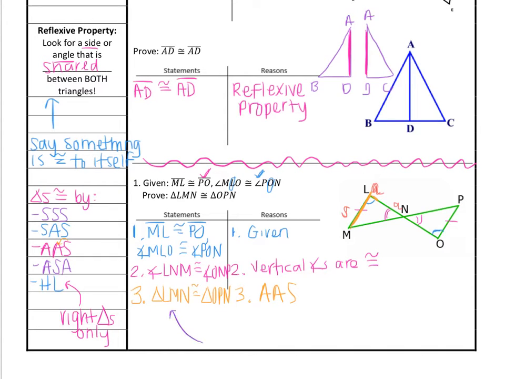Again, this last statement was the proof from the original question, and the first statement was the given. The first statement is always given, the last statement is always the proof. And again, we prove the triangles congruent by one of those 5 theorems.